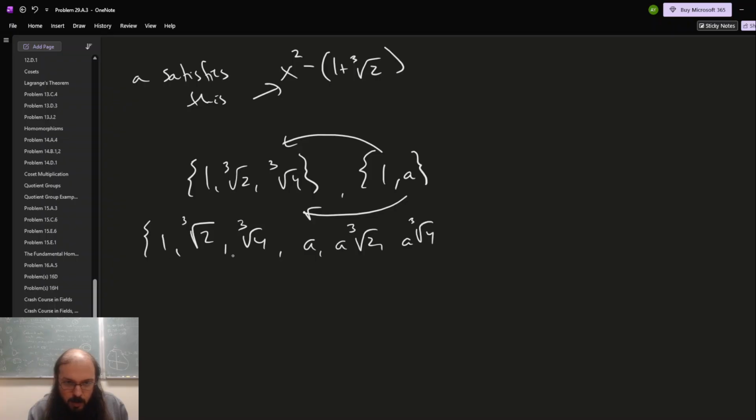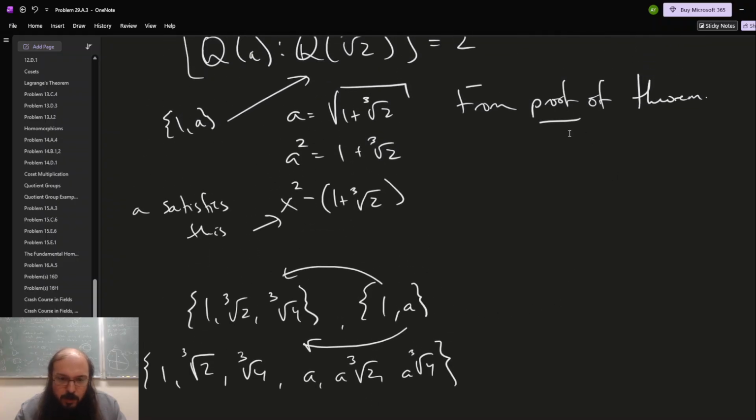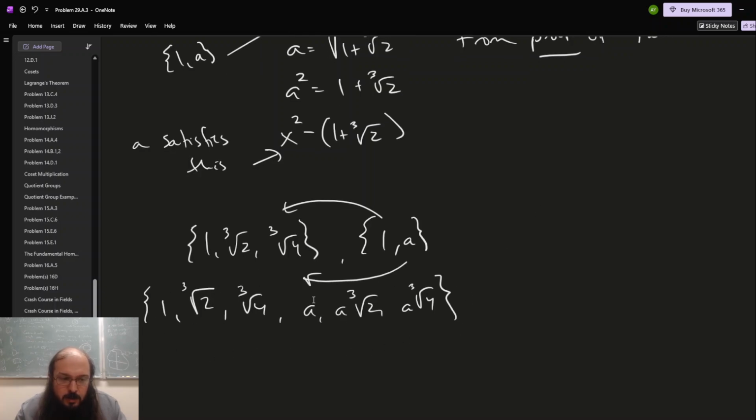And if you look in Pinter, Pinter actually said this at the beginning, and I hid it from you guys because I'm just dastardly like that, I guess. But he says to show that exactly this list is a basis for QA over Q, and to describe the elements. And that's what we've done here. We've applied this Tower theorem, and in particular, the proof of the Tower theorem, to concoct this specific basis directly. Very cool.